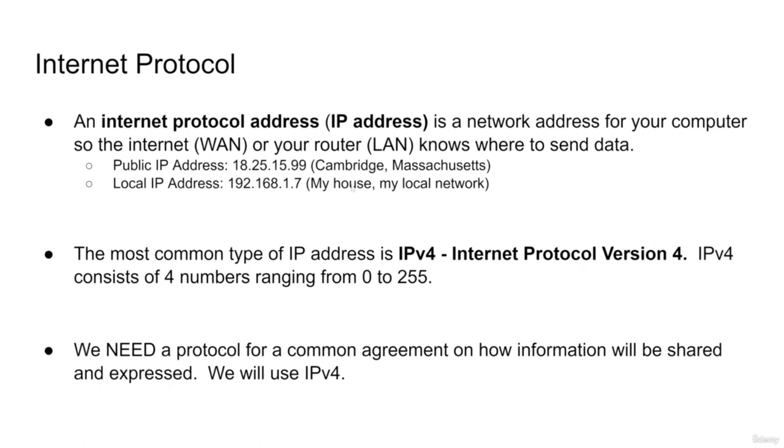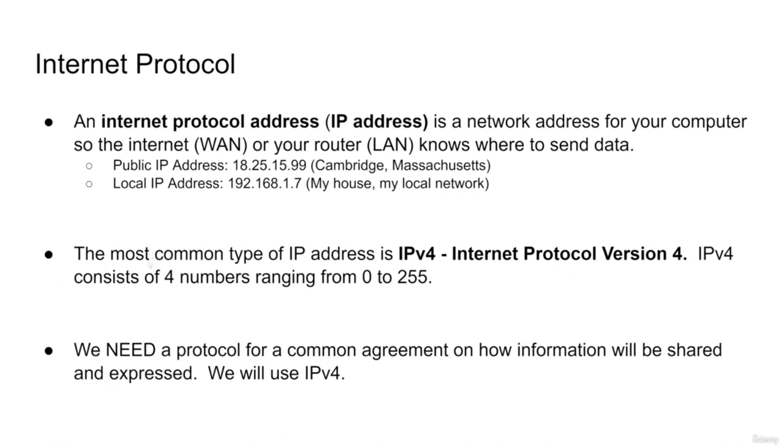Now, here is a local IP address. This is my house, and this is my laptop right now, 192.168.1.7. This is my local address. And so you have no idea where I am right now just by looking at my local address because it's kind of locked off from the internet.